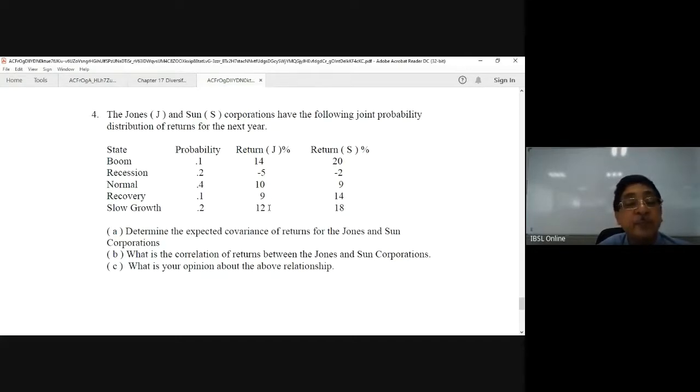state. So for the corporation Sun, they will have 20% in the boom situation, and -2 in the recession, and 9% in the normal, and recovery state 14%, and slow growth they will get 18%. So first of all, what we need to do is determine the expected covariance of returns for the Jones and Sun Corporation.